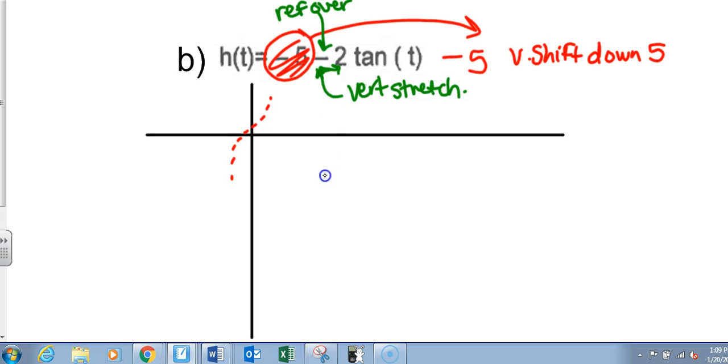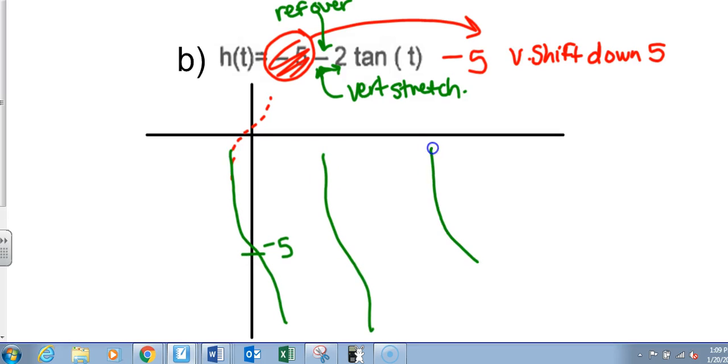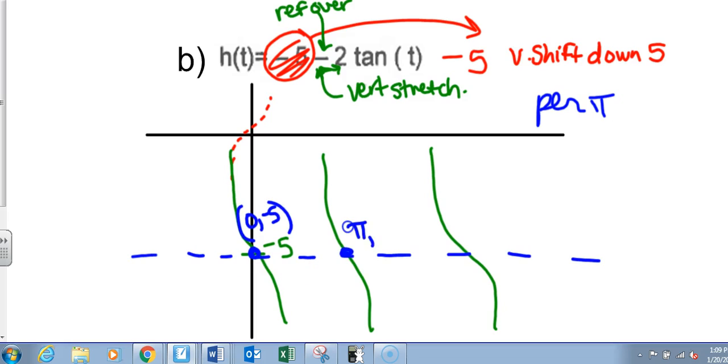All right. So it's reflected over, so the shape is going the other way, and it's going quickly. So I'm going to call this -5, and I'm going to draw this quite vertical. What's the period, though? The period is not changed, so the period is still pi. So that means where it crossed here was 0, -5, and the next time it crosses that -5 midline would be pi, -5, and 2 pi, -5.